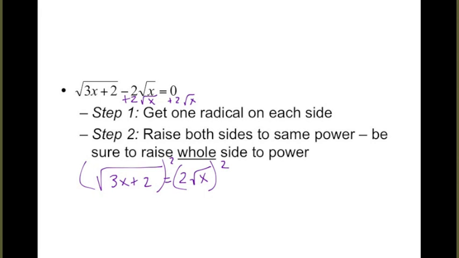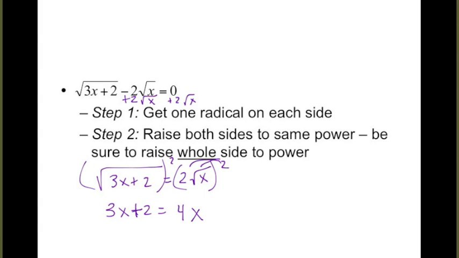On the left-hand side, squaring that root will just cancel it and give us what's underneath. On the right-hand side, we need to make sure that we square everything that's over there. We need to square the 2 and make it 4, square the root, and it cancels. That's why it's emphasized there to make sure to raise the whole side to the power. You have to square the coefficient as well as squaring the variable part.